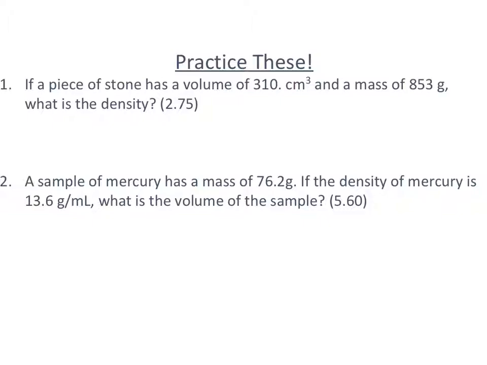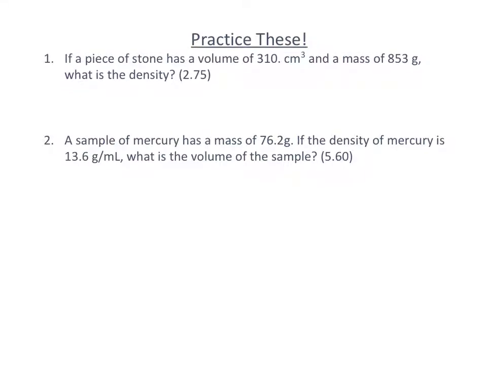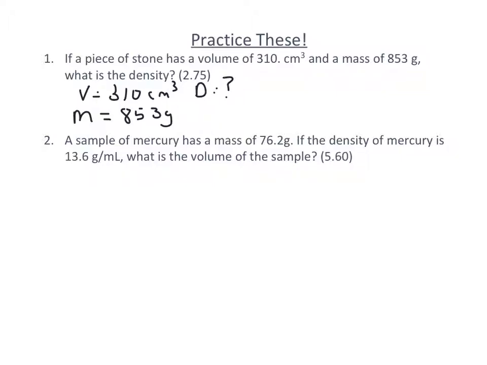Okay, so let's solve out the first one. If a piece of stone has a volume, so V equals 310 cubic centimeters, and a mass of 853 grams, what is the density? So density equals question mark.